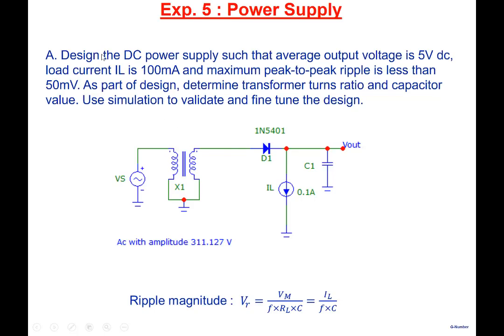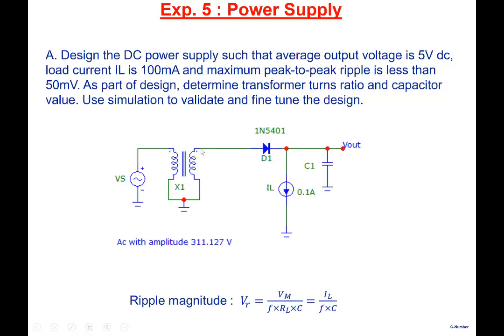In the first part, what we have to do is design the DC power supply, which is shown over here. This is a transformer. The input is an AC input, the usual AC input that we get, 220 volts RMS, which translates into 311.127 peak value. The frequency is of course 50 Hertz. So that's the AC input. We use a transformer to step down the voltage, and our goal is to obtain a DC voltage equal to 5 volt at the output, and the load current is 100 milliamperes. So it's a 100 milliampere, 5 volt charger.